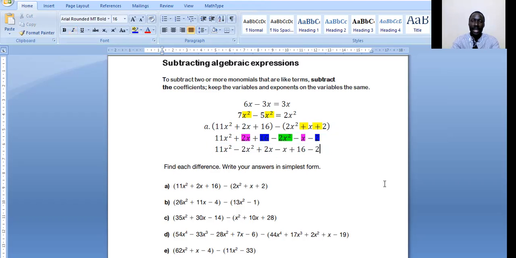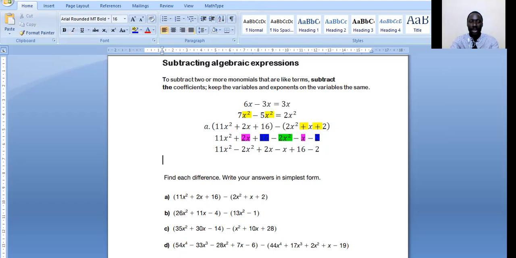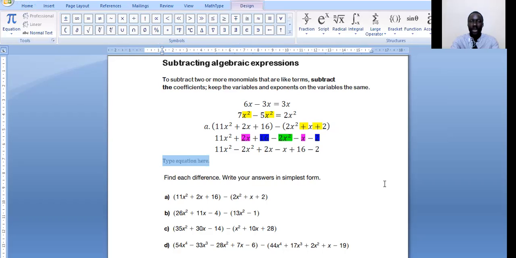Now that they are like terms, the rules of subtracting the coefficient come in. The thing we want to do now is to subtract the coefficient. And how do we do that? We start with the first two terms, 11 minus 2. Notice that 11 minus 2 gives us 9. And so this will give us in total 9 what?